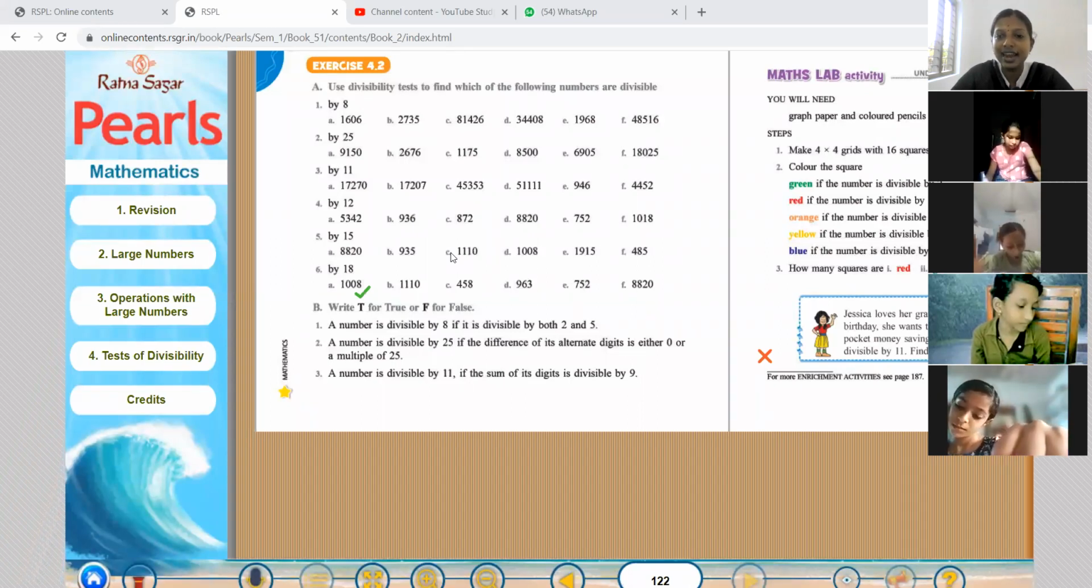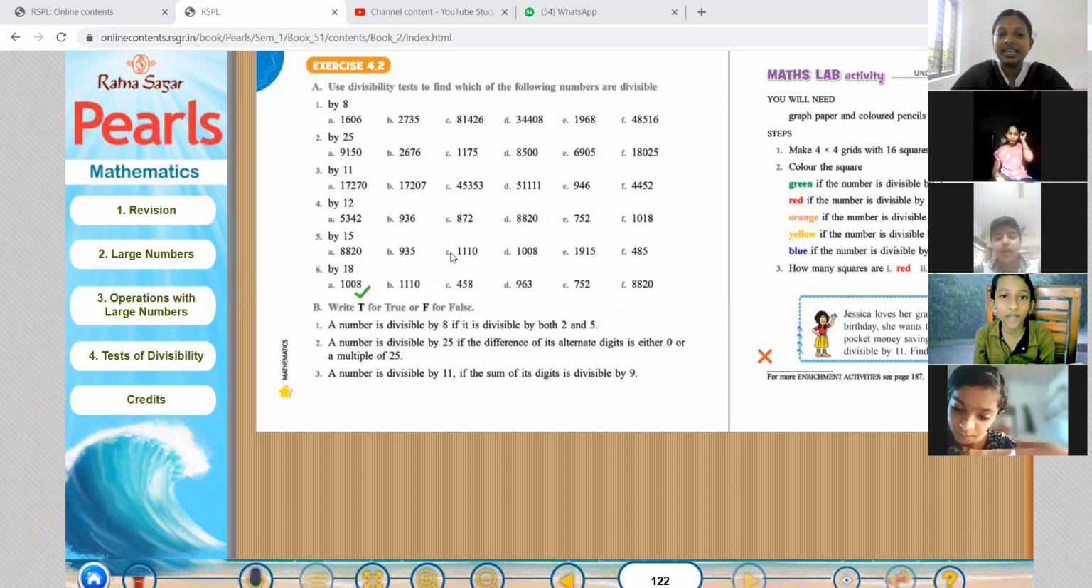Then what about 1110? What is the last digit there? Zero. The last digit is 0, so we can say that the number is divisible by 2. And now we have to check the divisibility by 9. For checking the divisibility by 9, we have to find the sum of its digits. What is the sum? 3. Is 3 divisible by 9? No. So what can we say here? The number is not divisible by 9, and hence the number 1110 is not divisible by 18 because the number is not divisible by 9.